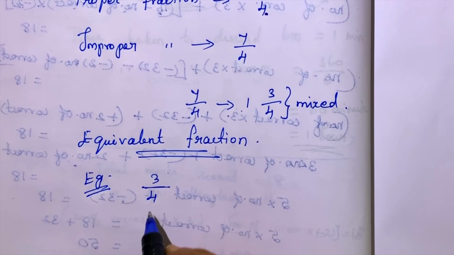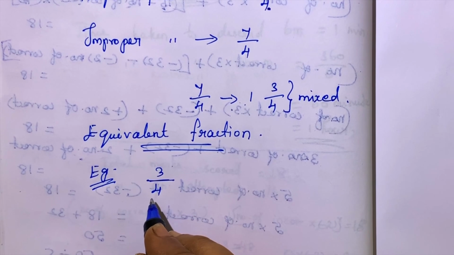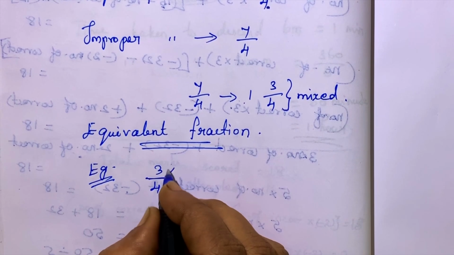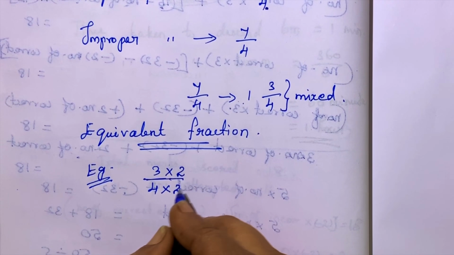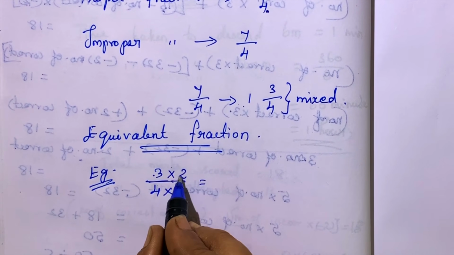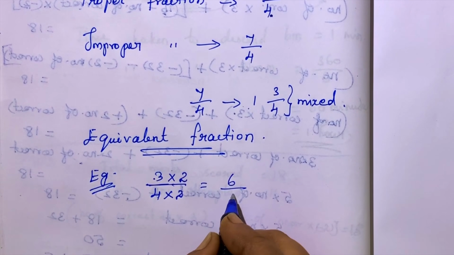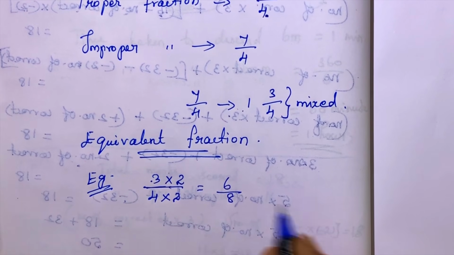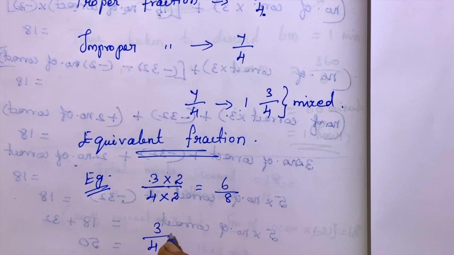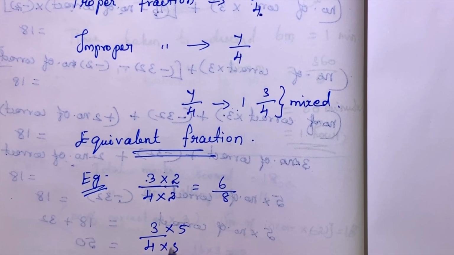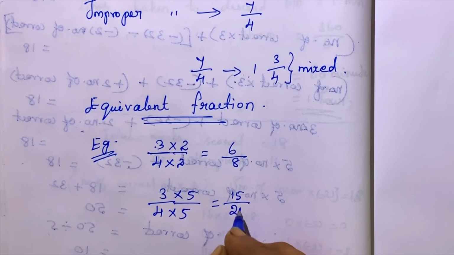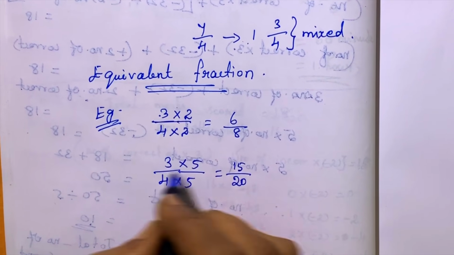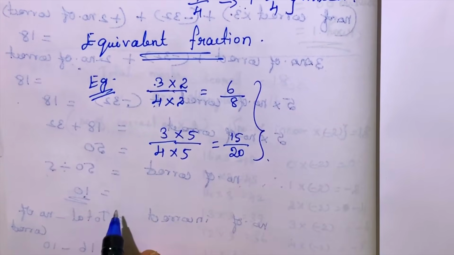So here, the same smaller number, no common factor. So I am multiplying both numbers, that is numerator and denominator, by 2. So 3 2s are 6 and 4 2s are 8, we will get. If I multiply 3 by 4 again by some other number, that is 5, we will get 15 by 20. So these all are equivalent fractions for 3 by 4.